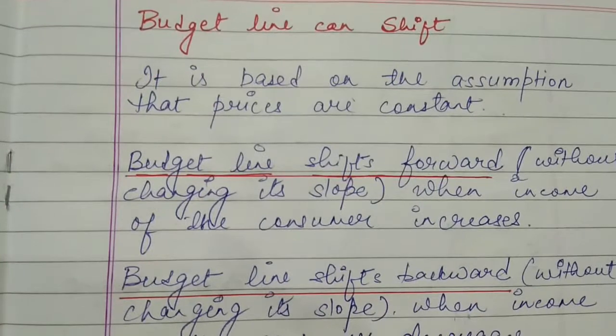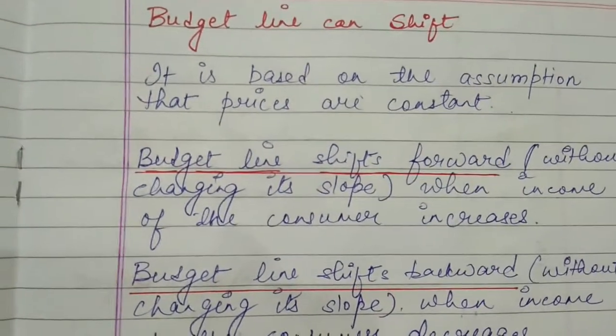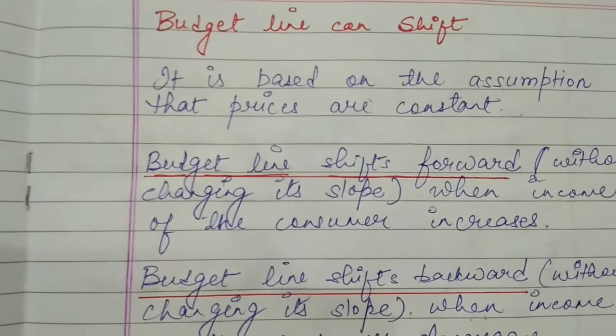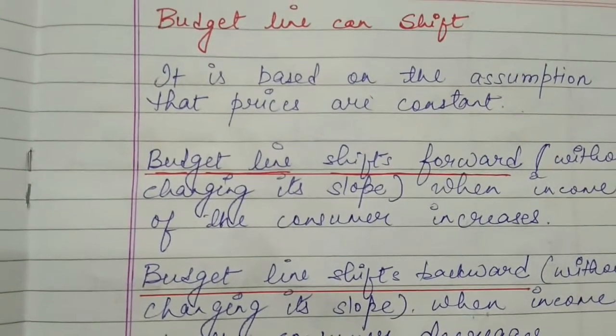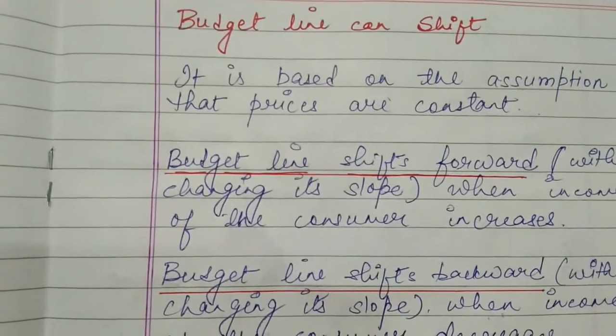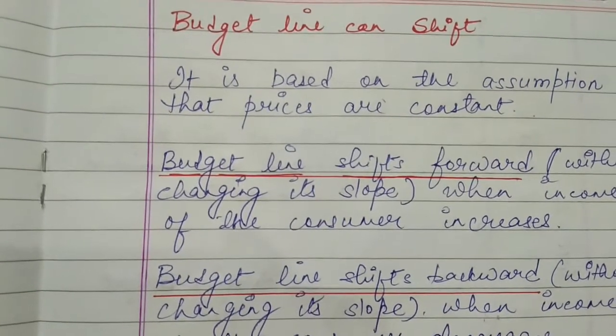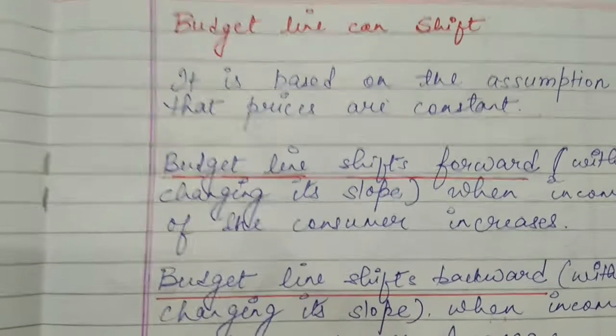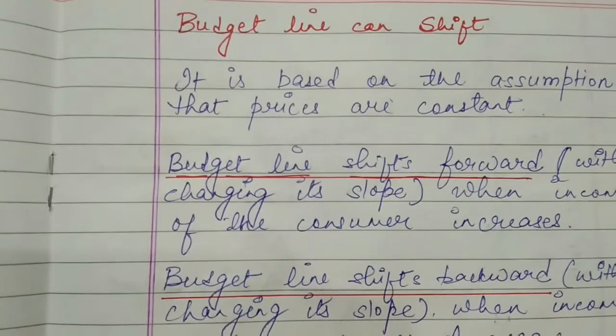Because budget line can shift. Yes, budget lines shift forward and backward. Now, how it shifts forward and backward, we will see. It is based on the assumption that prices are constant. First of all, budget line can shift only when prices are constant. It is assumed that prices are constant.